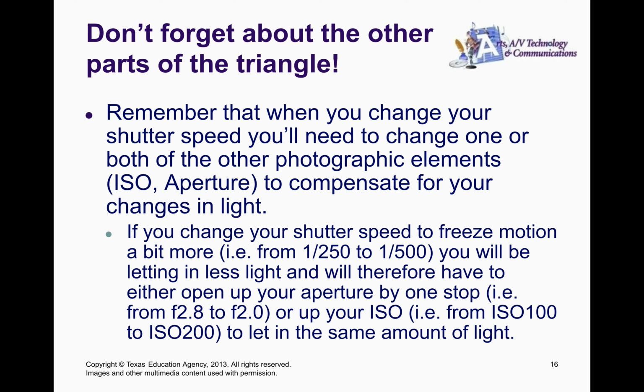So if you change your shutter speed to freeze a motion, for example, from 1/250th of a second to 1/500th of a second, you'll be letting in less light, right? Because it's going faster. So in that case, you're going to have to either open up your aperture, like from f2.8, which we don't even have, to f2.0, which we don't even have, or up your ISO from 100 to 200. We haven't talked about ISO. We'll talk about that soon. Because you still have to have light come in in order to get the right exposure.